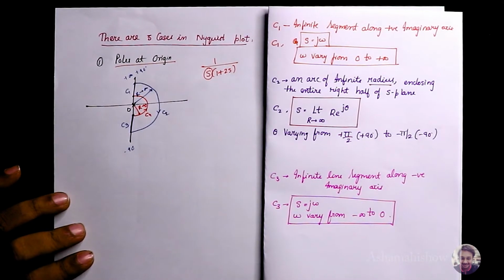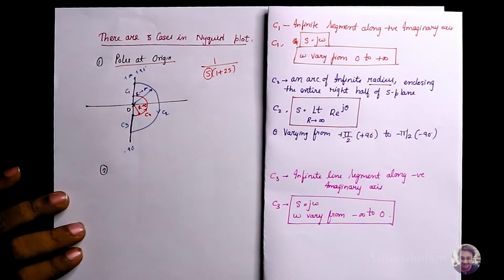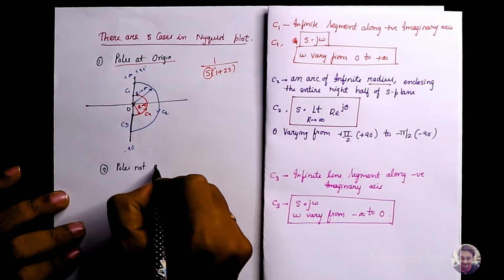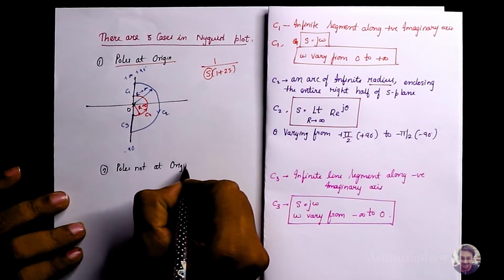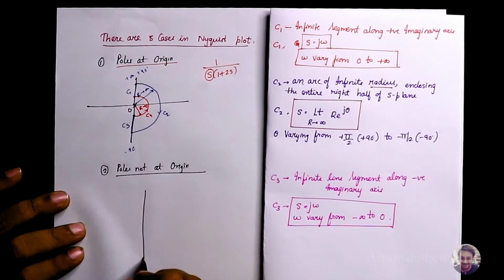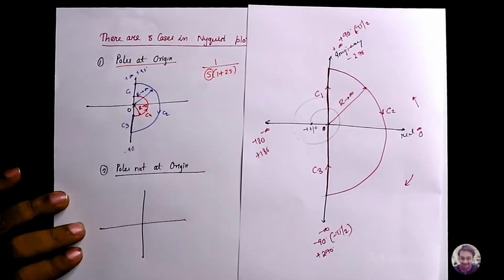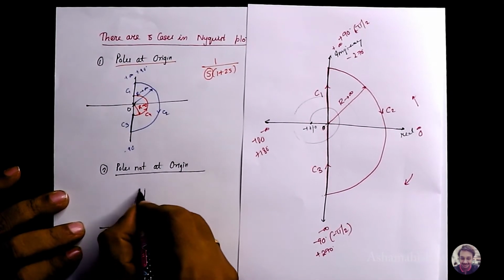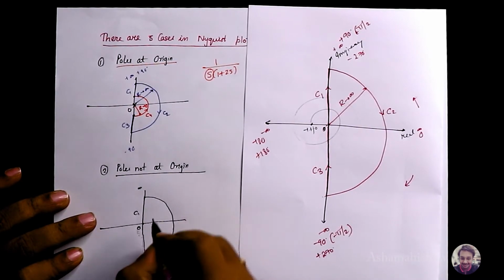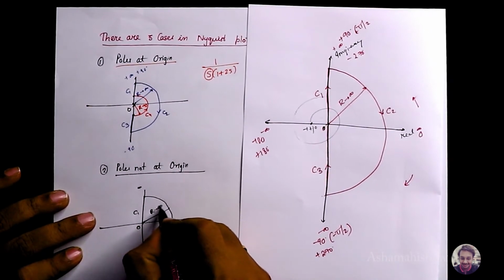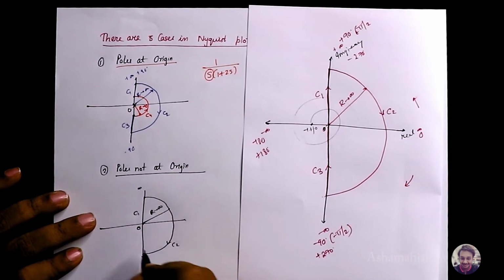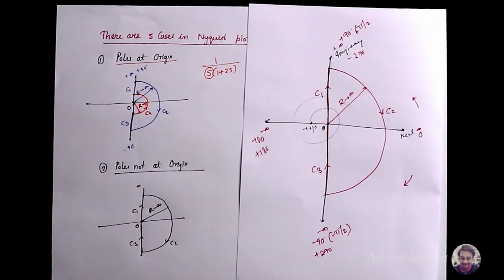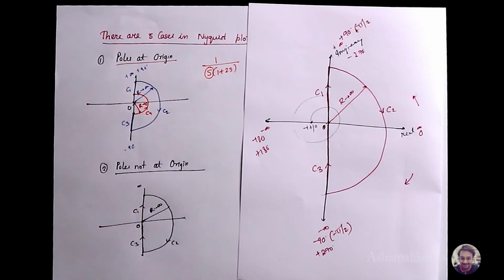Okay, the second case. There are only three cases, you don't need to worry at all. There is a pole not at the origin. So there is no pole at the origin. So definitely, simple. Your answer is this. From 0 I can start my C1, up to infinity, 0 to infinity. And then we have an arc where your radius tends to infinity. This is your C2. And C3 is an exact mirror image of C1. When your poles are not at origin, there is no need of a C4 here.